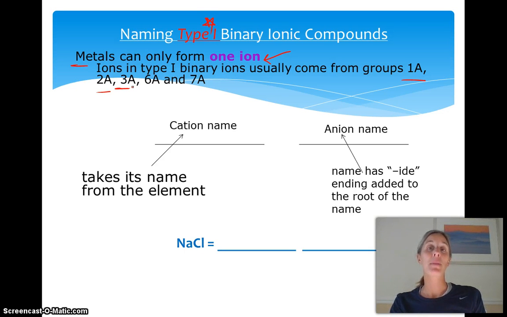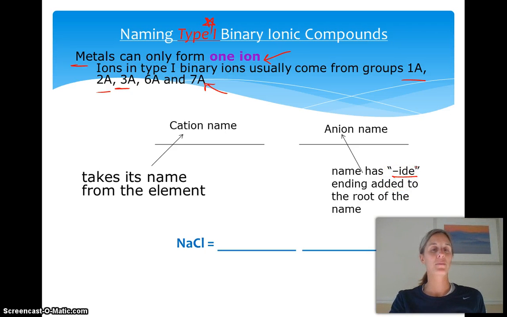In their type 1 binary ionic compound, they're typically going to be stuck to a nonmetal from group 6A or 7A. So when we're naming these type 1 binary ionic compounds, how your name goes is your cation comes first and your anion comes second. So your metal is just going to be copied straight from the periodic table. Your nonmetal is going to change the ending to IDE.